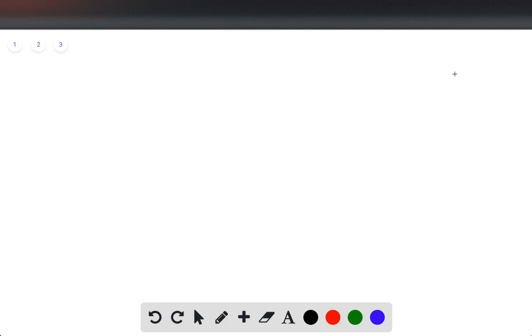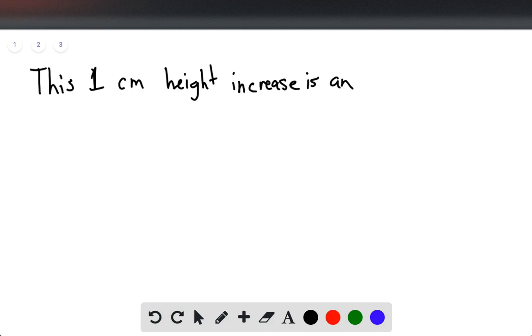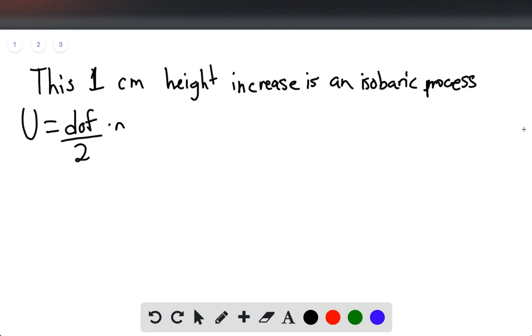And then we can say that this 1 centimeter height increase is an isobaric process, where isobaric simply means that the pressure doesn't change. We have the internal energy going to be equal to the degrees of freedom over 2 times nRT. We have a monatomic ideal gas, so this will be equal to 3 nRT over 2. There are 3 translational degrees of freedom associated with the monatomic ideal gas.